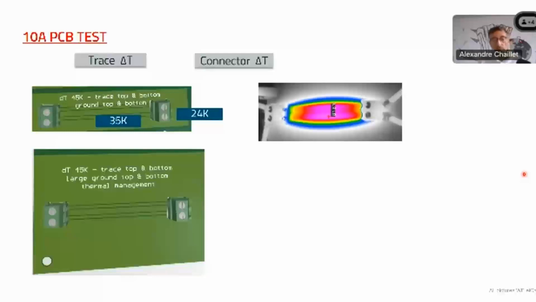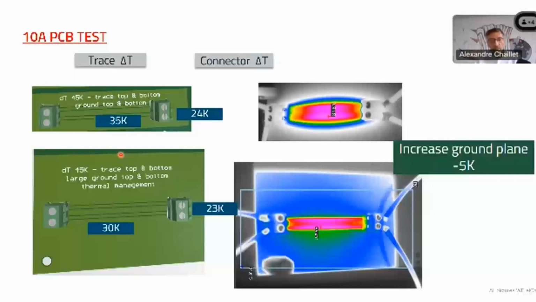So another tip is to increase the ground layer. Of course, I said that with the FR4, thermal dissipation stops. So why not increase the ground layer? Of course, you will say, I don't have space. And I agree, but what is the limit of increasing the ground layer? Not so much, minus 5 Kelvin.